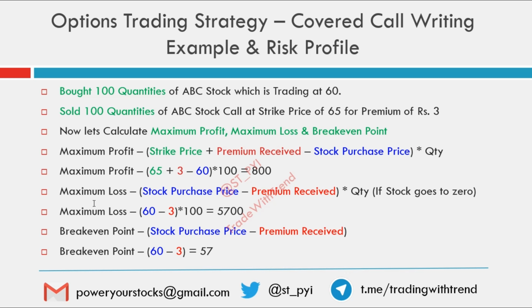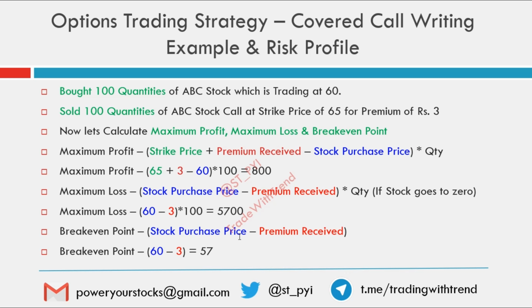Now what about maximum loss? Maximum loss is defined as the stock purchase price minus the premium received, into the quantity purchased. Now what would that be? 60 was the stock purchase price, 3 rupees was the premium that we received. So that is 57. 57 into 100, that is the quantity we traded, that is 5700. So what would be the break-even point according to this strategy?